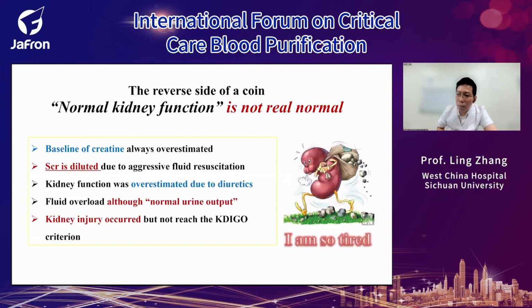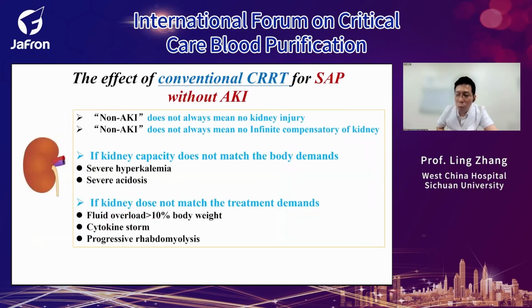So sometimes when the urine output is between 2,000 or 3,000 per day, the patient will also get fluid overload, and sometimes kidney injury occurred without reaching the KDIGO criterion. So it always occurs. So we think that if the patients did not reach the KDIGO AKI standard, it does not always mean no kidney injury. If the patient did not reach the KDIGO AKI standard criteria, it does not always mean there is no functional compensation of the kidney.